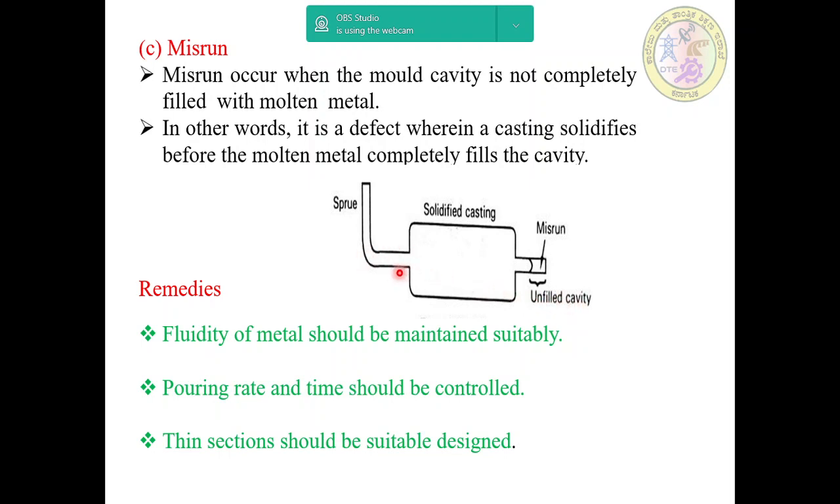You have to rectify this defect. Fluidity of the metal should be maintained suitably, and the pouring rate and time should be controlled. Thin sections should be suitably designed. These are the main factors considered. Otherwise, this misrun will occur in the casting.